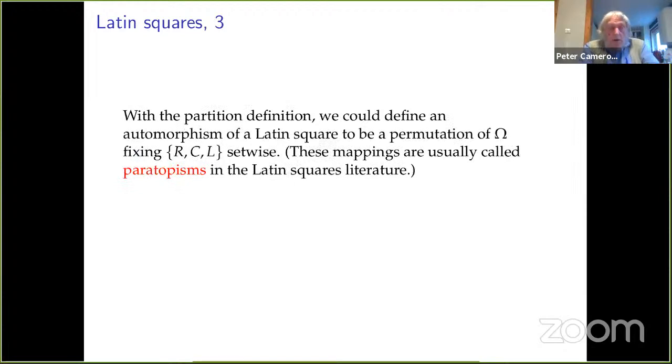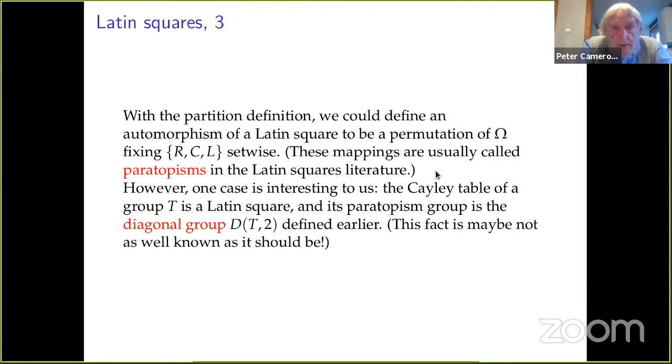And this could give us a definition of automorphisms. I won't bang on about this too much, but an automorphism would be a permutation fixing rows, columns, and letters setwise. And Latin square people call these things paratopisms, but they're just automorphisms if you think about the squares in this way. Now, there's one interesting case.